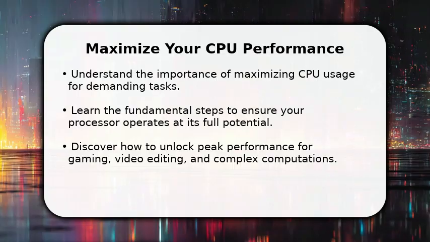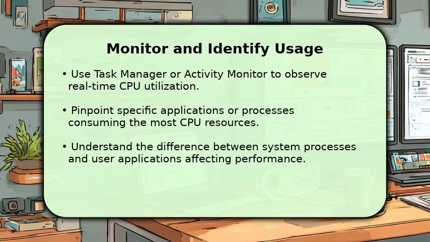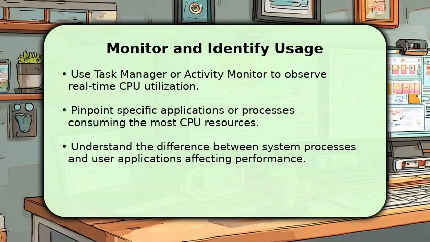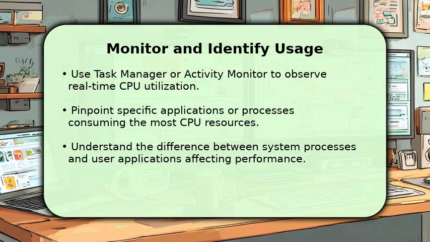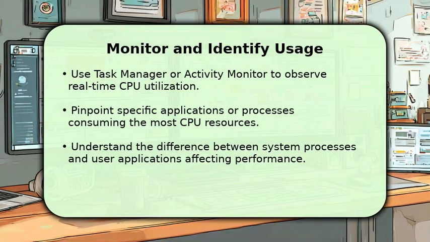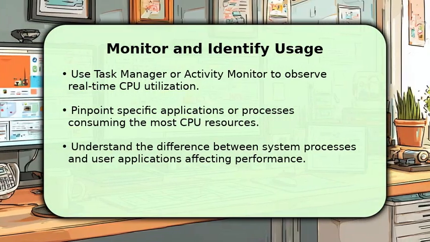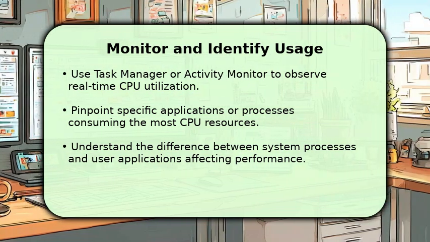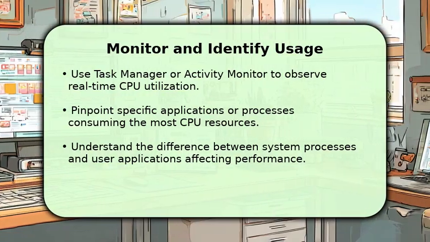maximum output. To effectively maximize your CPU, first, you need to know what's currently using it. Open your operating system's Task Manager on Windows or Activity Monitor on Mac OS. Look at the Processes or CPU tab to see a detailed breakdown. Identify any applications or background tasks that are unnecessarily hogging resources. Closing these can immediately free up significant processing power, often by as much as 20 to 30%, making a noticeable difference in overall system responsiveness.